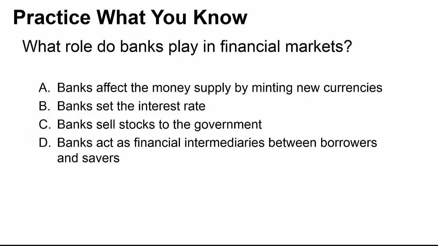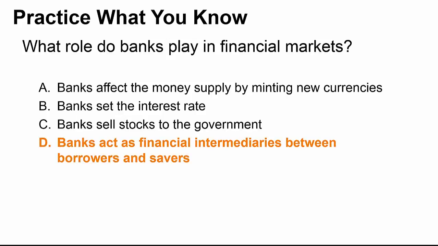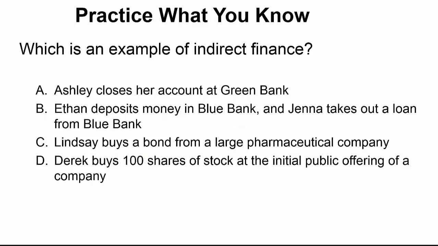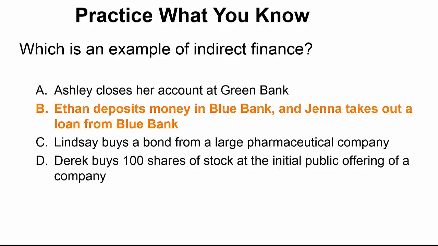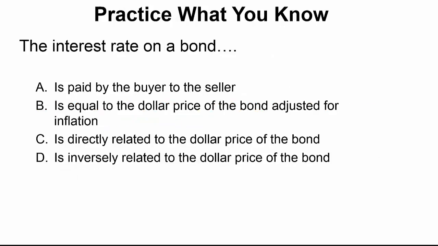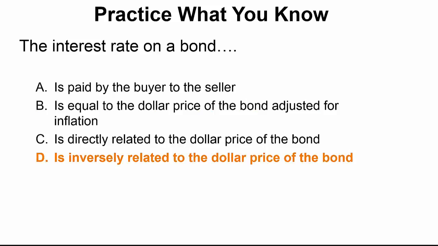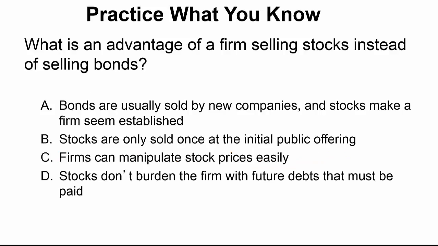So real quick, we're done with the lecture, but if you want to, you can answer these questions. What role do banks play in financial markets? Ding! Banks act as financial intermediaries between borrowers and savers, which is an example of indirect finance. Boom. Ethan deposits money in Blue Bank, and then Jenna takes out a loan from Blue Bank. All right, the interest rate on a bond. What is the right answer there? Boom. It's inversely related to the dollar price of the bond. So make sure you review those formulas, especially while you're doing your homework.